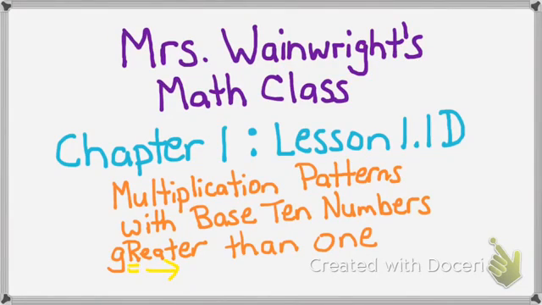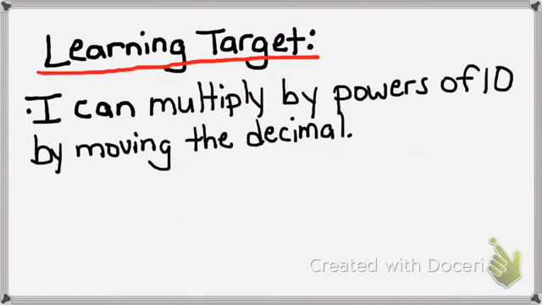This is Mrs. Wainwright's math class, Chapter 1, Lesson 1.1d. Today we're going to learn multiplication patterns with base 10 numbers that are greater than 1. The learning target for today: by the end of the lesson you should confidently be able to say, I can multiply by powers of 10 by moving the decimal.